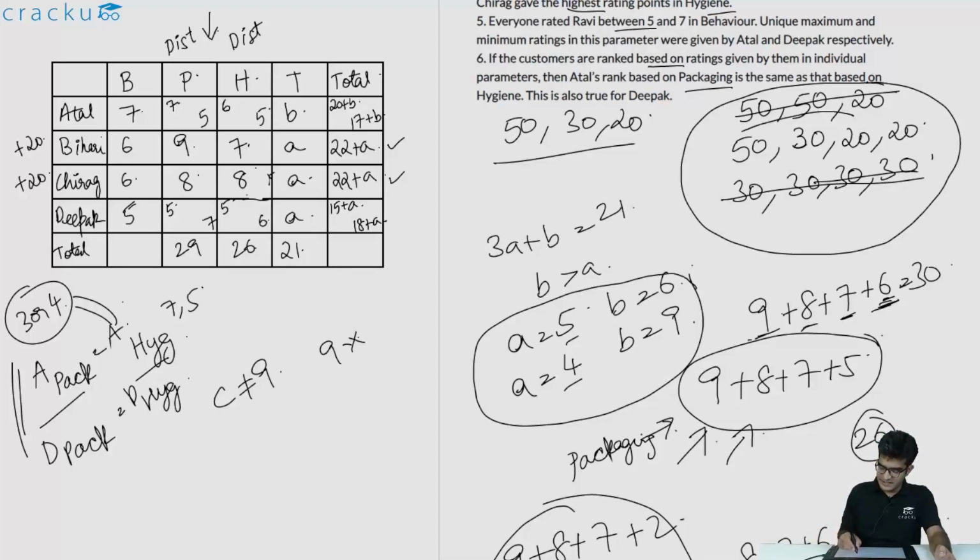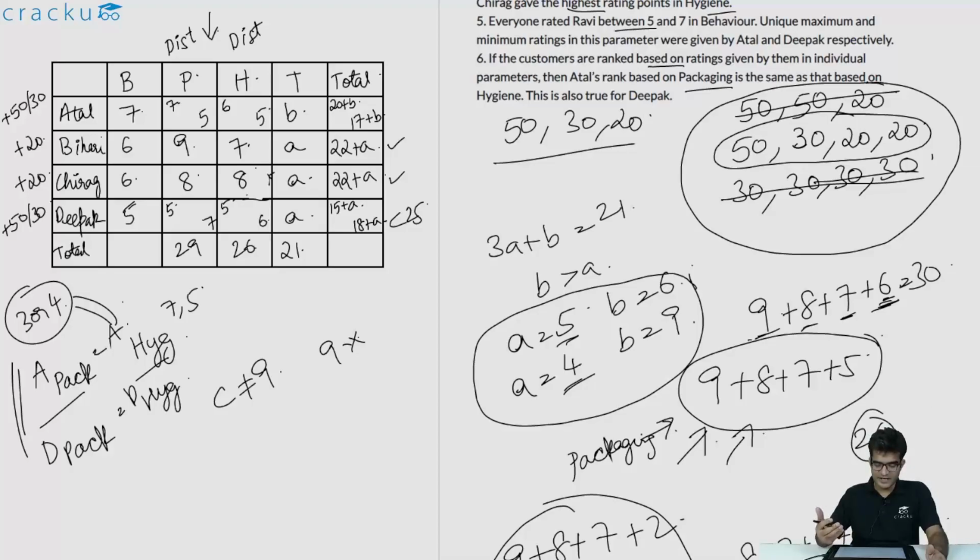This would imply that the distribution has to be 50, 30, 20 and 20. So Atal has to give a tip of 50 or 30. Similarly, Deepak has to give a tip of either 50 or 30. This would also tell us that the total scores given by Atal and Deepak have to be necessarily less than 25. If you are looking at Deepak, in one case it is 15 plus A, in the second case it is 18 plus A. As the value of A is 5 or 4, in all the cases that is definitely less than 25. We are not getting any additional information.